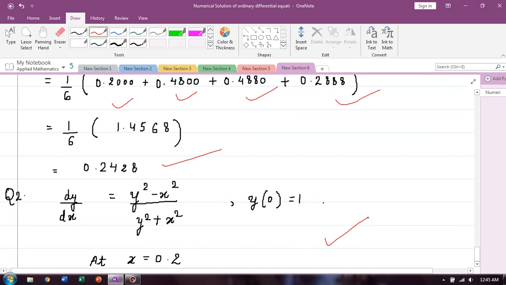Now this is your task: using Runge-Kutta method of fourth order, you have to solve dy by dx equals y square minus x square upon y square plus x square. The given condition is that the value of y at x equals 0 is 1, and you have to find the value of y at x equals 0.2. So I hope you will be able to do this question.